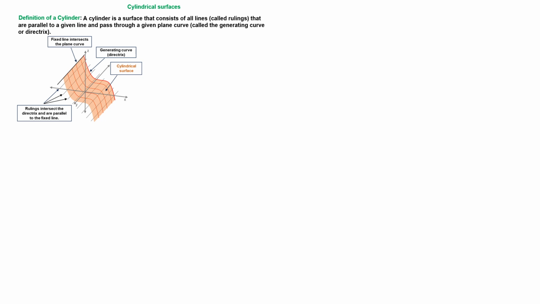The term cylinder typically brings to mind the image of a right circular cylinder or a hollow pipe. In the following example, we will demonstrate that the definition of cylinder applies to the well-known right circular cylinder or a hollow pipe. We begin by drawing a circle in the xz plane, which will serve as the directrix for the cylinder. Then we draw a fixed line that runs parallel to the y-axis and passes through the directrix.